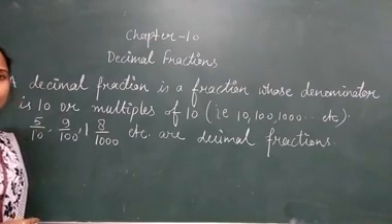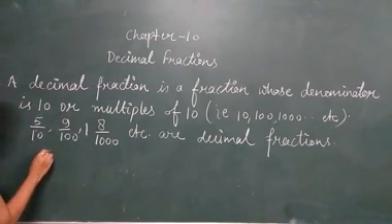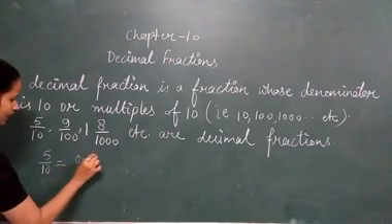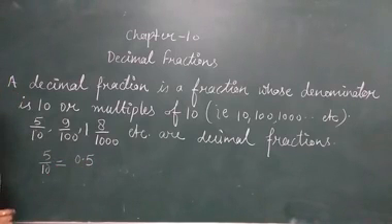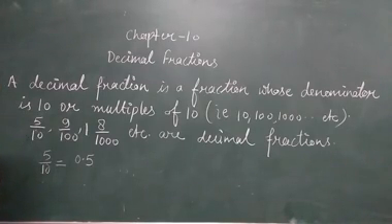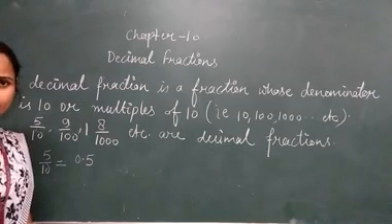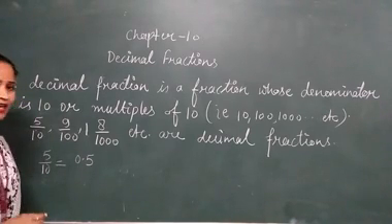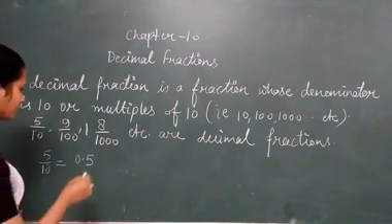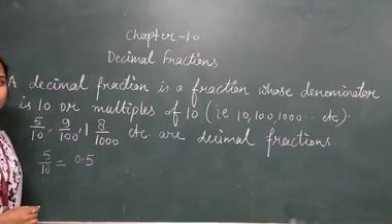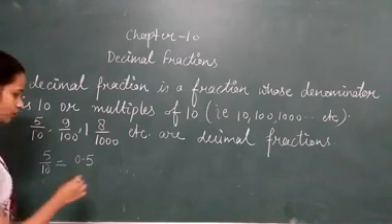Now, how to read decimal fractions? For example, 5 upon 10. We will write this number like this. Okay. The digits after the decimal point are read one by one. I repeat, the digits after the decimal point are read one by one. How? We will read this number as 0.5.